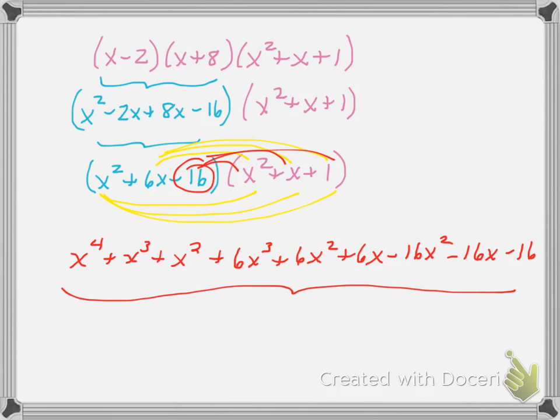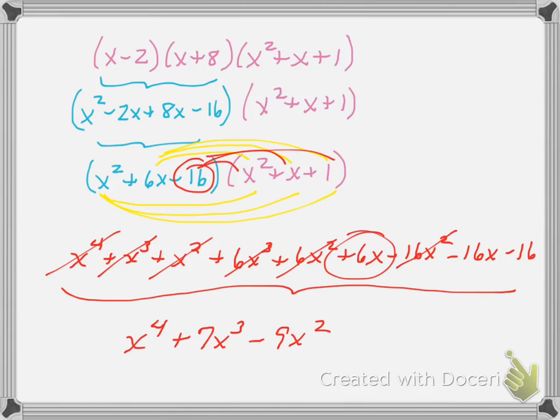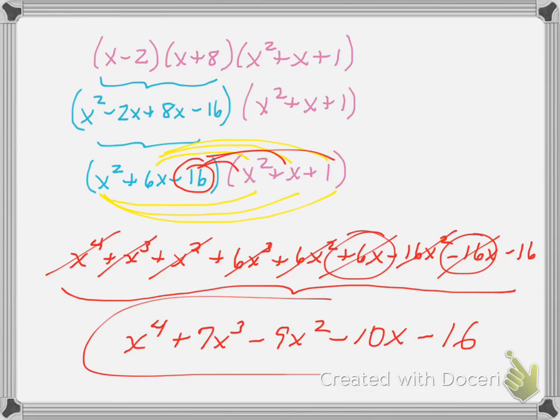Just combine like terms. Finish up with x to the fourth. We got that. Plus 7x to the third. Now look carefully. You have 3 squared terms, right? 1 plus 6 is 7. Minus 16 is negative 9x squared, right? Combine the x's. Minus 10x. Finally, minus 16. So exactly what we started. So there's always a way to prove that what you did in factoring indeed is the same expression that you started with. Hope that helps.